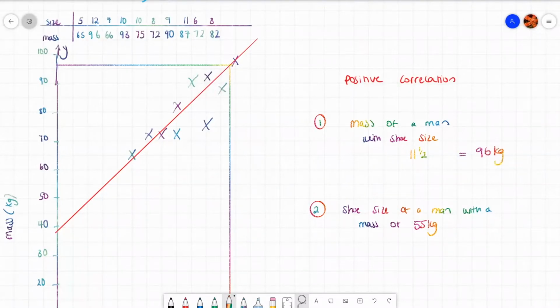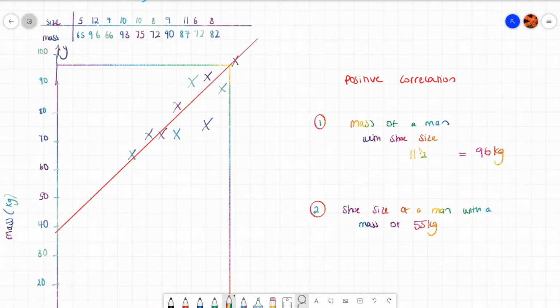So we're predicting that using this trend of data, if a man has a shoe size 11.5, his weight would be 96 kilograms. That's not for sure. This is just a prediction. That's what we are predicting. Then we need to predict the shoe size of a man with a mass of 55 kilograms.